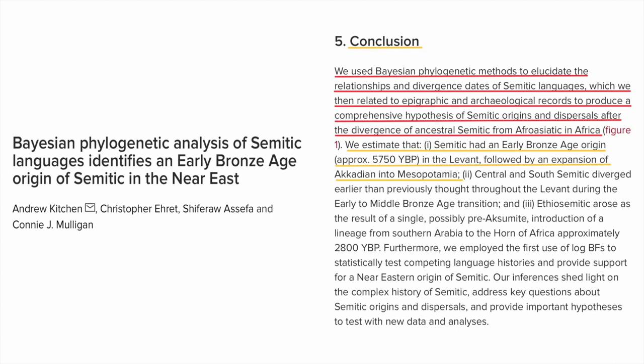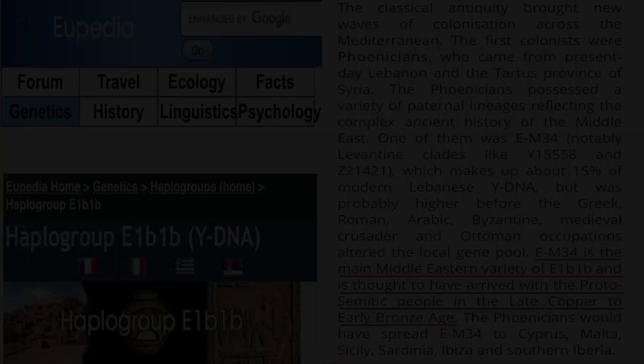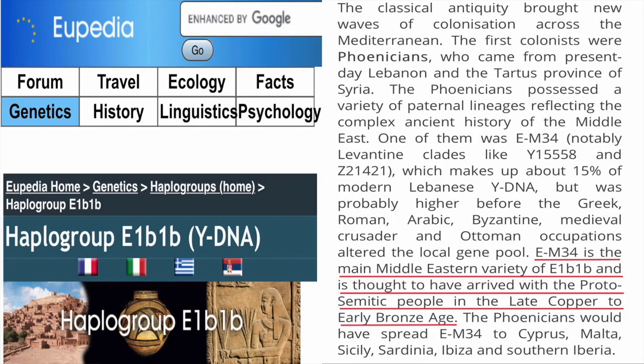5750 YBP, in the Levant, followed by the expansion of Akkadian into Mesopotamia. According to the website Eupedia, titled Haplogroup E1b1b, it reads, E-M34 is the main Middle Eastern variety of E1b1b and is thought to have arrived with the Proto-Semitic people in the late Copper to early Bronze Age.